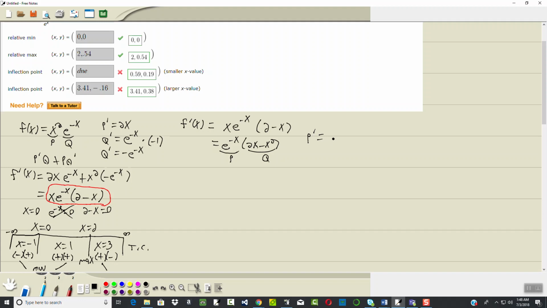So I need p prime, the derivative of e to the negative x, which I found right over here. It's negative e to the negative x. q prime, the derivative of 2x minus x squared, becomes 2 minus 2x. So our formula is p prime q plus p q prime. So for our second derivative, p prime is negative e to the negative x times q, which is 2x minus x squared, plus p, which is e to the negative x, times q prime, which is 2 minus 2x.